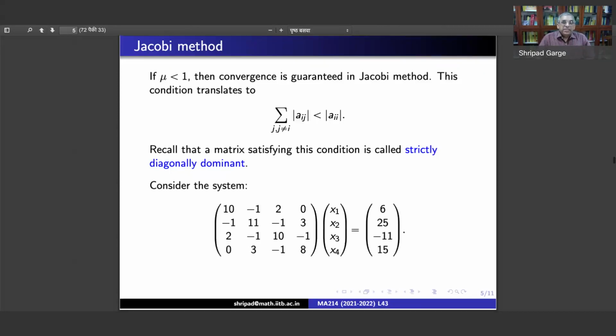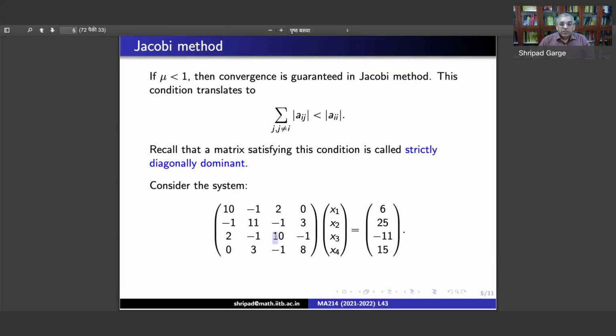So for instance, let's take an example. We have this matrix here. We check quickly that this is strictly diagonally dominant because for the first row, the sum of the non-diagonal entries is 2 plus 3, whereas we have the diagonal entry to be 10. In the second row, the sum for non-diagonal entries under modulus sign is 1 plus 1 plus 3, which is 5, and the diagonal entry is 11.